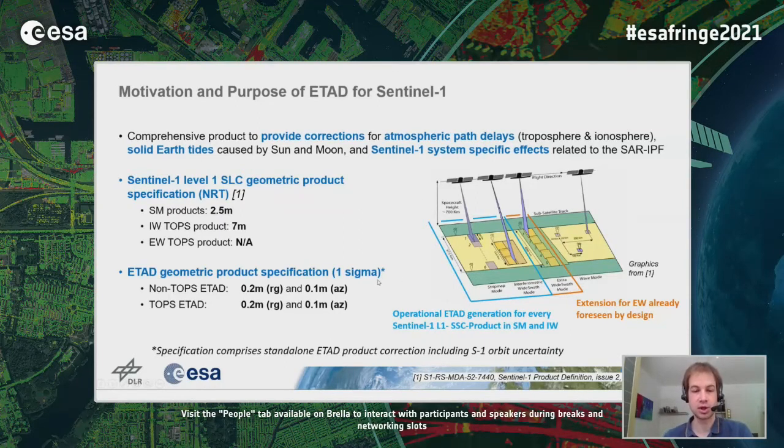You can see here our formal goal is to get on the order of 0.2 meters in range and 0.1 meter in azimuth. So these are the primary product specifications. I will also show you some practical results where we can usually do better than our boundary condition here. And the important thing is this product will be generated operationally, hopefully in future, for all the data acquired over land. This means stripmap data and IW data for now, but we already prepared for EW data. So we will hopefully give you the full package in future.